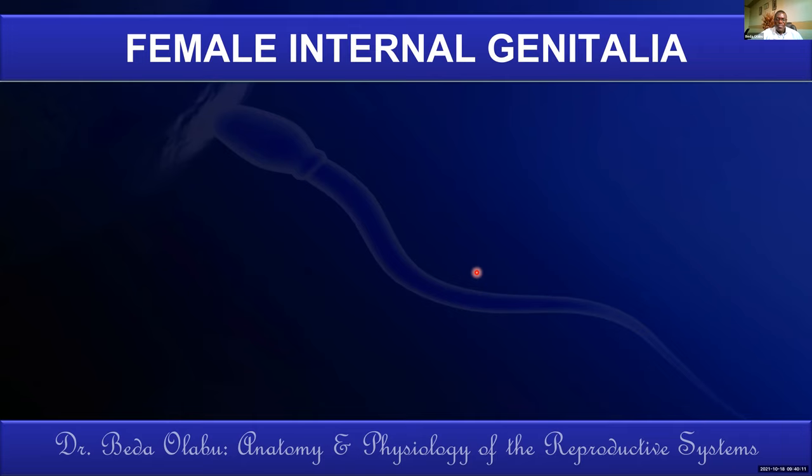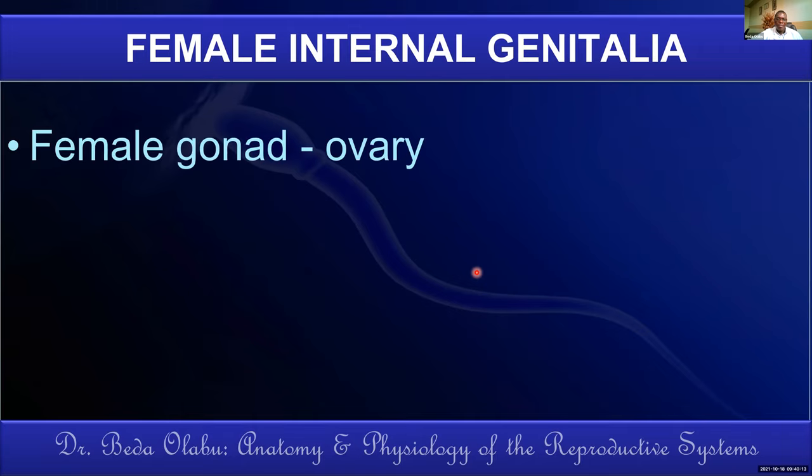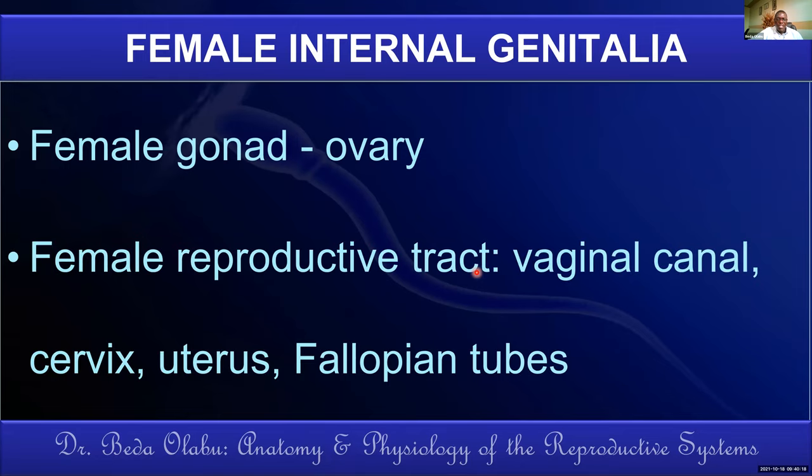So now let's talk about the female internal genitalia. When you talk of female internal genitalia, we are referring to two categories of structures. The first category is the female gonad, which we call the ovary. And the second category is the female reproductive tract, which refers to the path followed by either, depending on how you look at it, the oocyte or the sperms.